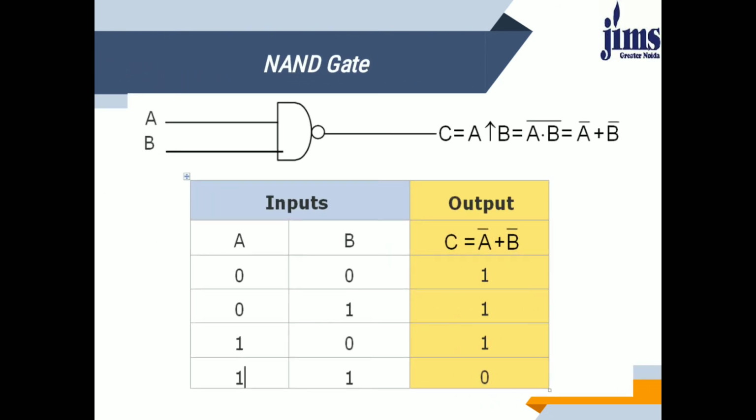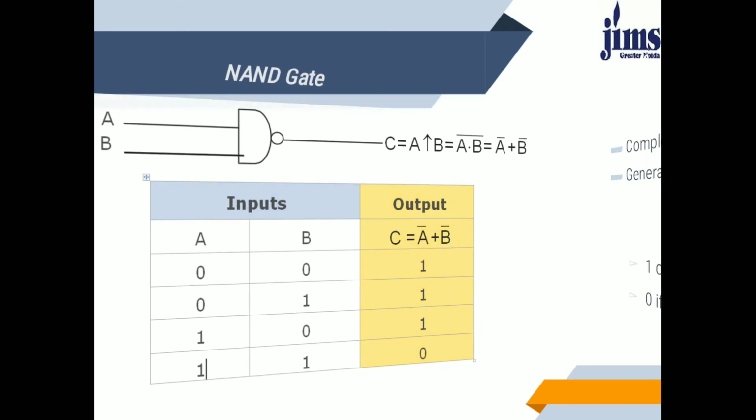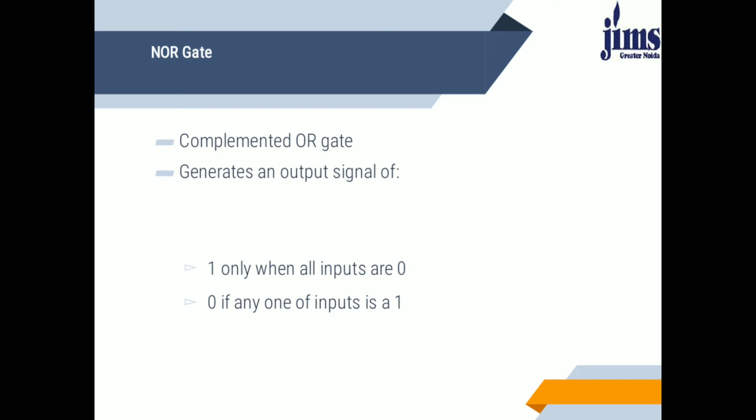This is the symbol. The Boolean expression for AND gate was A dot B, but for NAND gate it will be the complement of A dot B, meaning (A dot B) whole bar, which is equal to A bar plus B bar. Here is the truth table. The truth table says that whenever any of the inputs is 0, the output is 1, and whenever all the inputs are 1, the output will be 0. So, this is the NAND gate.